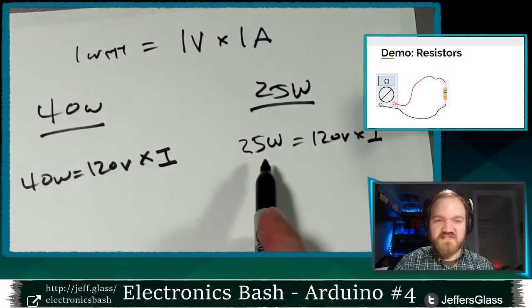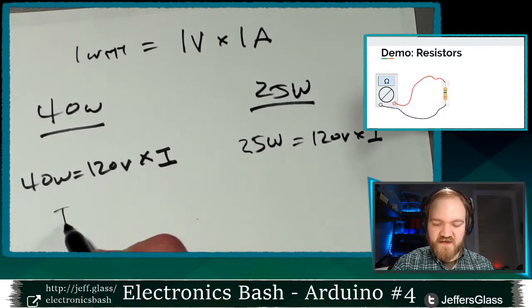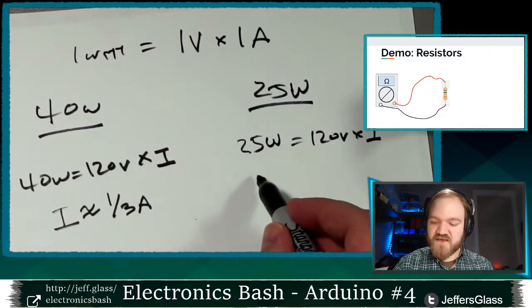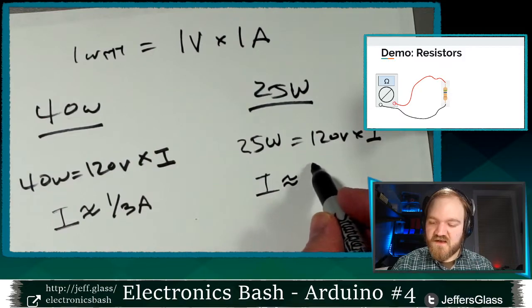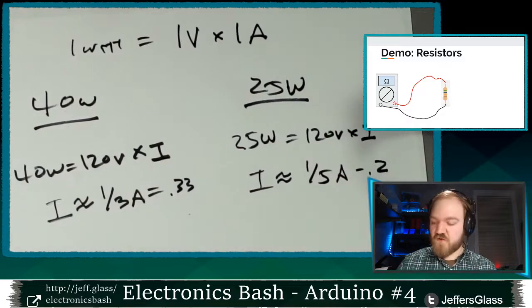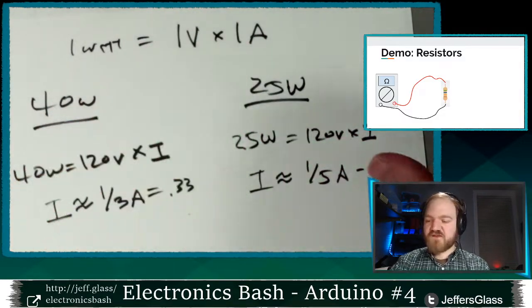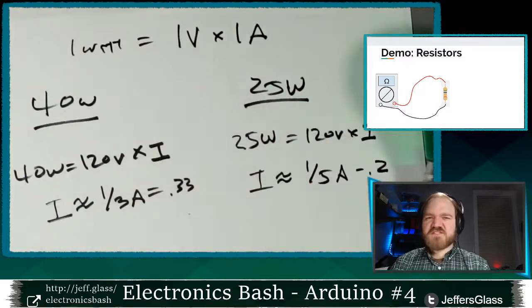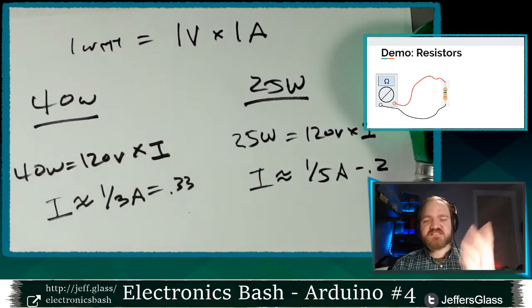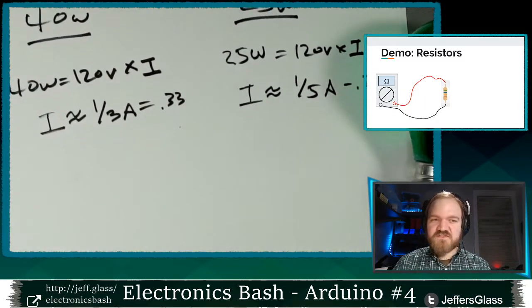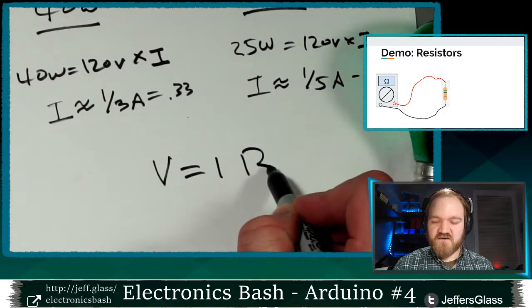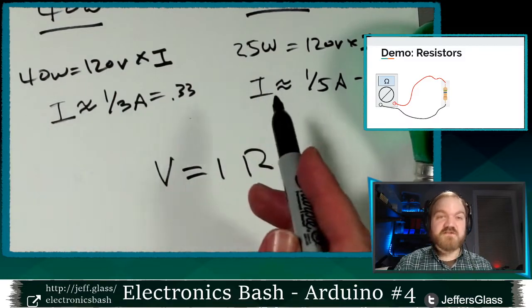If we divide both of these sides through by 120 volts, I get over here that my current is equal to about a third of an amp. And over here, I get that my current is equal to about a fifth of an amp. Let's call that 0.33. We'll call this 0.2 amps. So less current is flowing in the 25 watt bulb than in the 40 watt bulb. So what does that tell us about their resistance, right? Knowing that as they cool off, their resistance is going to change a little bit. Well, that's where we can use Ohm's law, because Ohm's law told us that V equals IR. And now we have I and V so we can figure out their resistance.